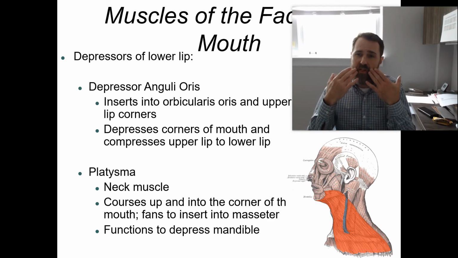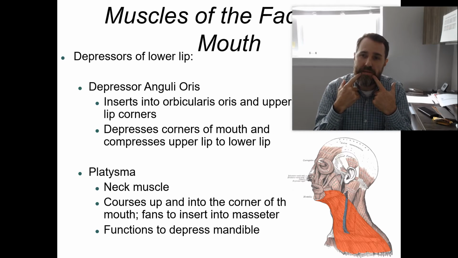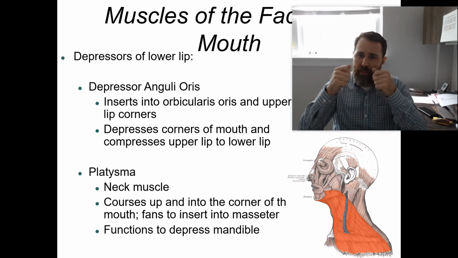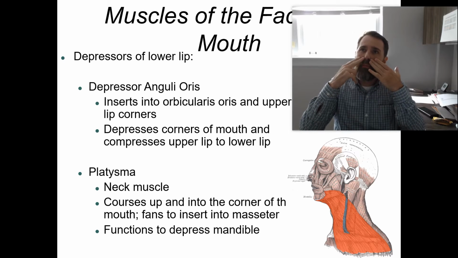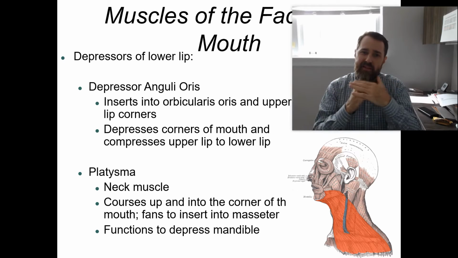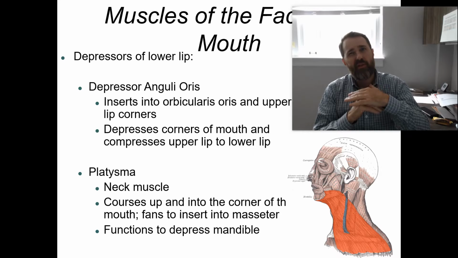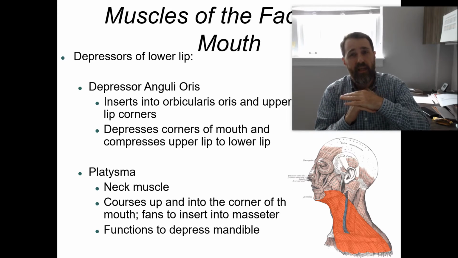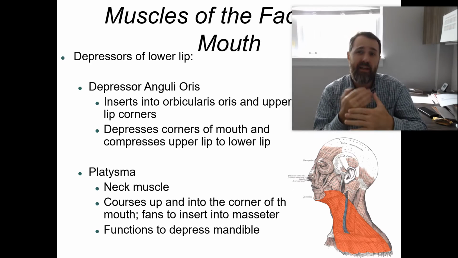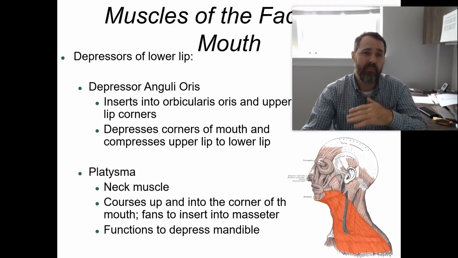So the depressor anguli oris depresses the corners of the mouth, but it's also responsible for pulling down, and it pulls the upper lip down against the bottom lip. So it's responsible also for some compression of the lips together, and that also helps to maintain appropriate labial seal.